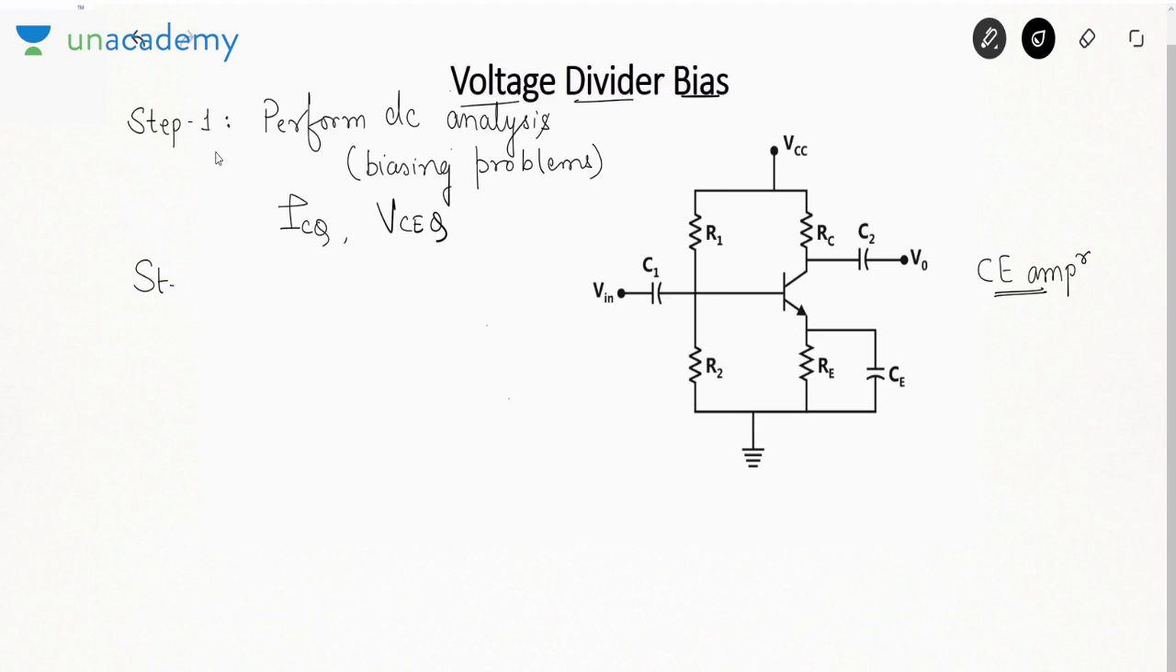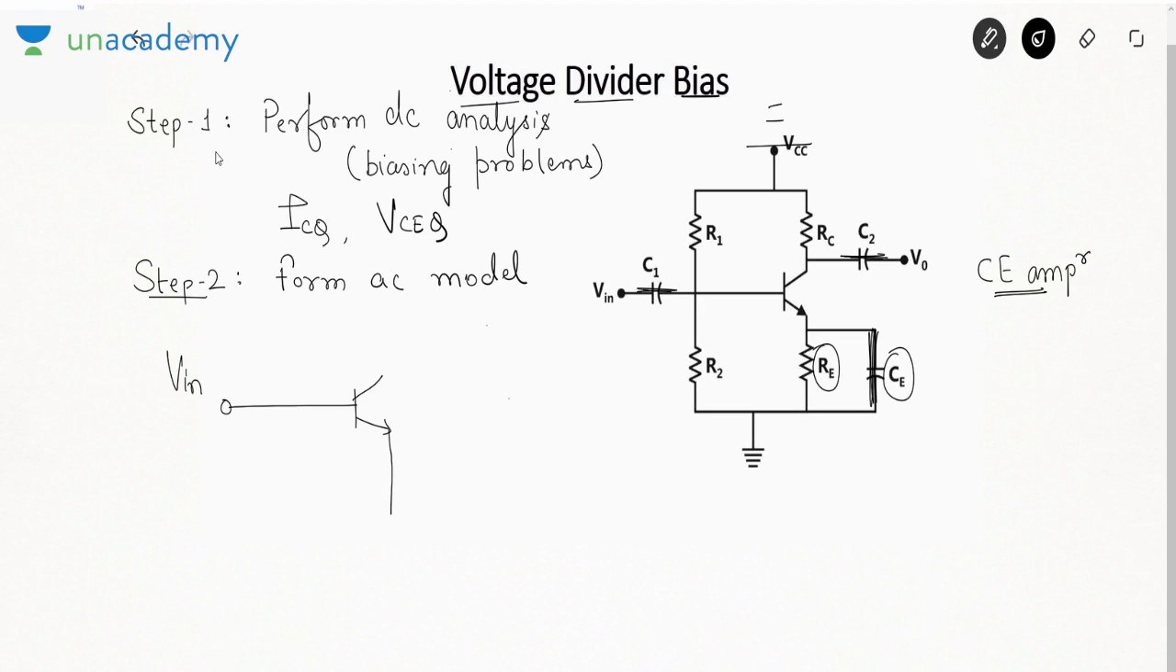Now step 2, form the AC model. How do I form the AC model? I ground this VCC and I short circuit these capacitors. If we short circuit this CE, RE becomes short circuited. So how will you draw the model? This RE is shorted, C1 is shorted, and this voltage is V in.